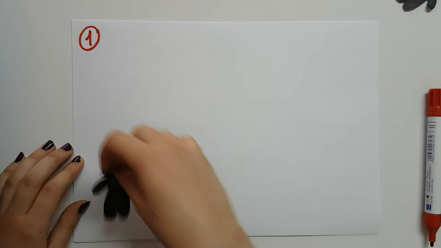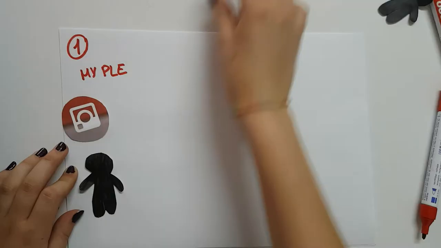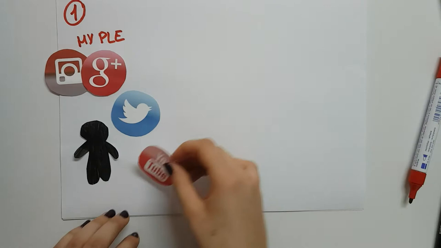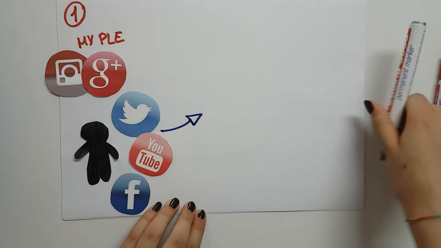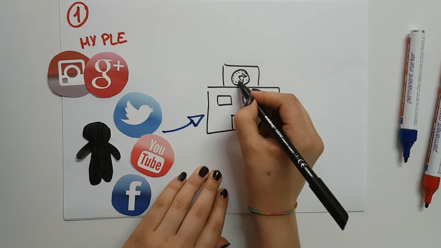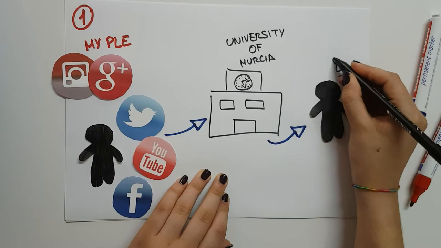Let's start. Before starting the university, my personal learning environment was influenced by the use of Instagram to see photos, Gmail to send emails, Twitter to post my opinion and see others, YouTube to watch videos, and Facebook to see news. But it changed when I arrived at university and my teacher explained how to enhance my personal learning environment in order to improve my digital teacher competence.